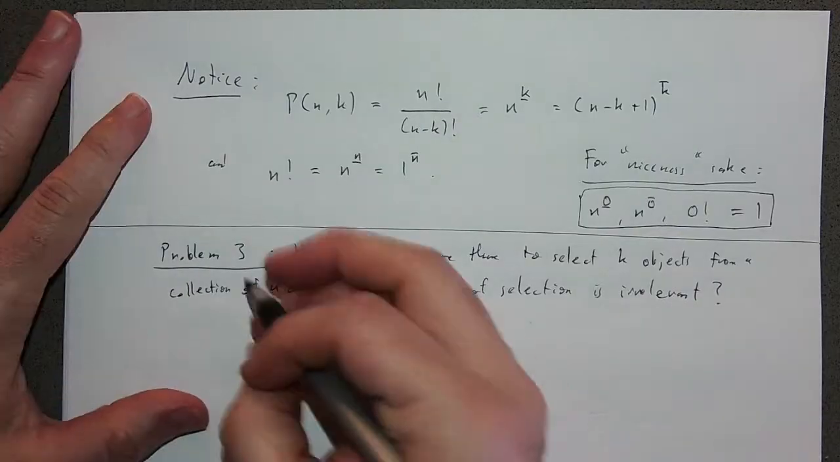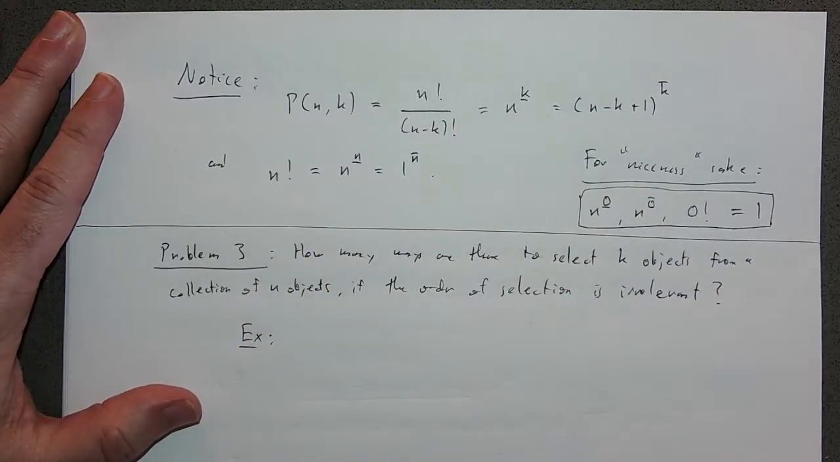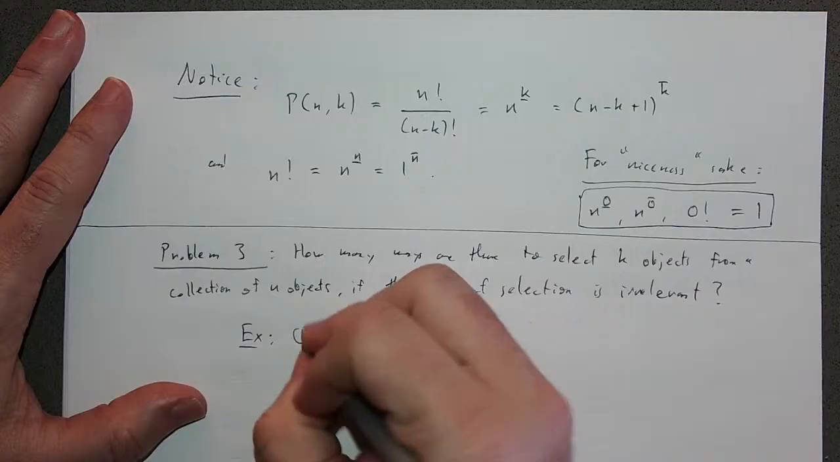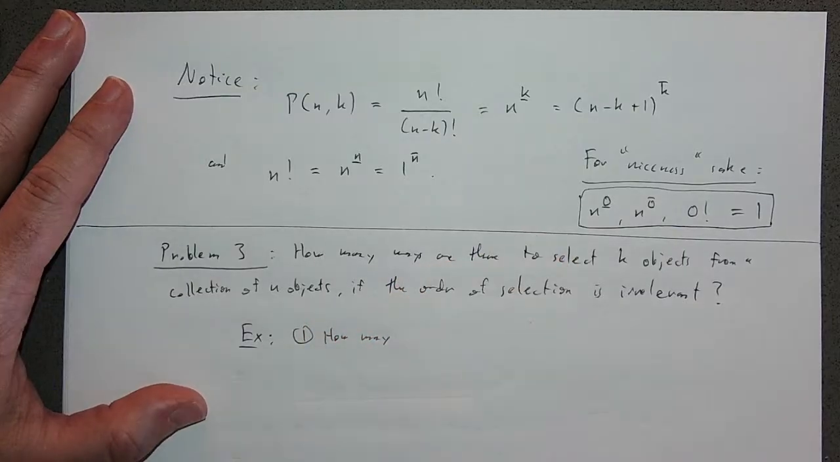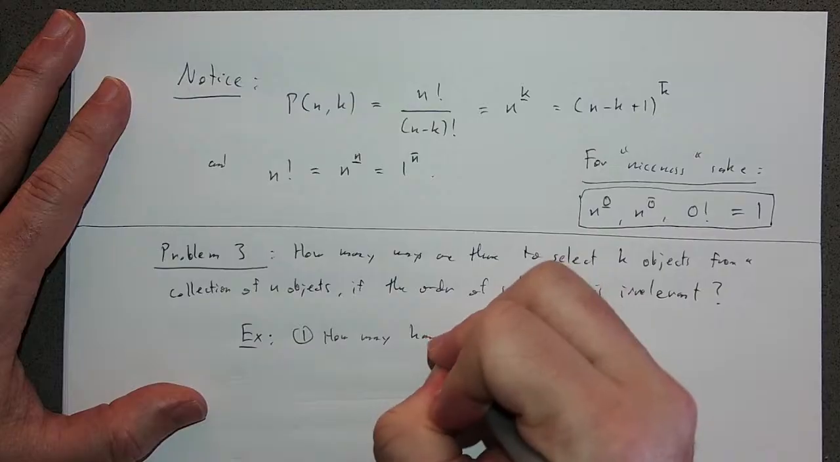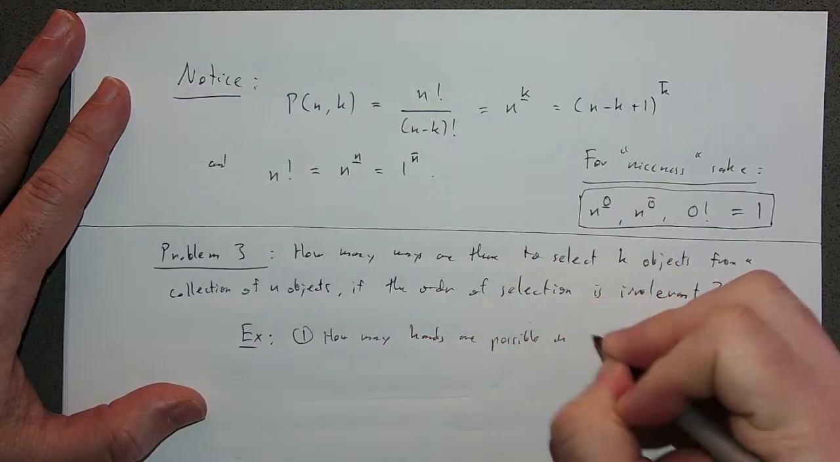So examples are like how many different hands are possible in a game of poker. So how many hands are possible in poker?